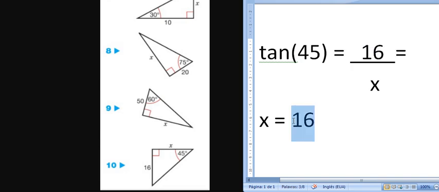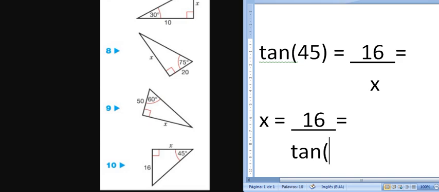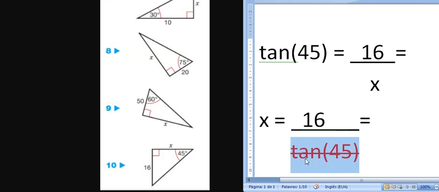So at the end you're going to find 16 divided by the tangent of 45. But the tangent of 45 here is actually 1. So it's like 16 divided by 1. So the answer is going to be 16, as we expected at first. So both sides are equal.